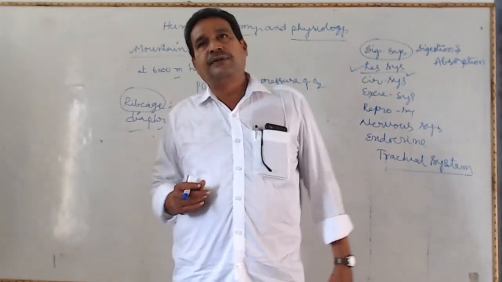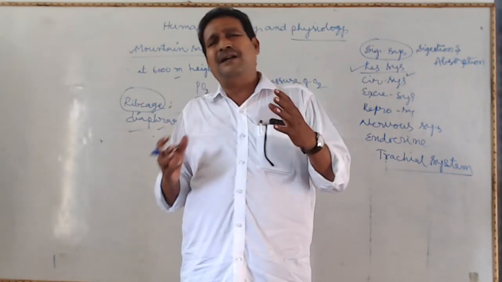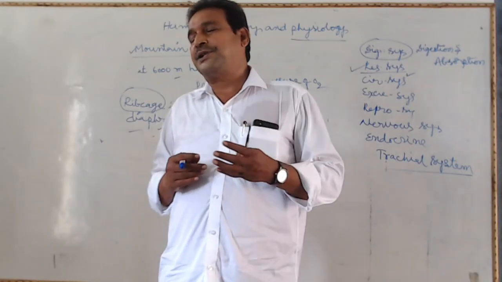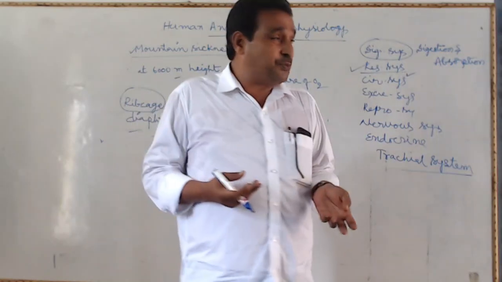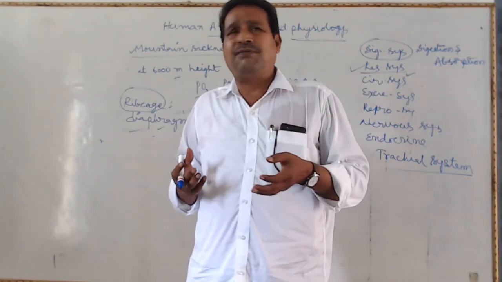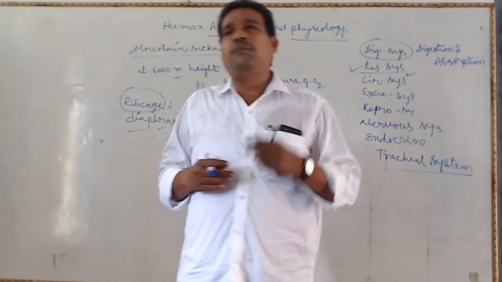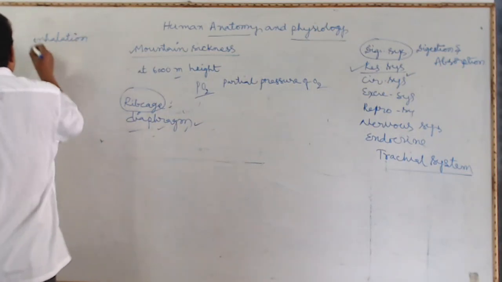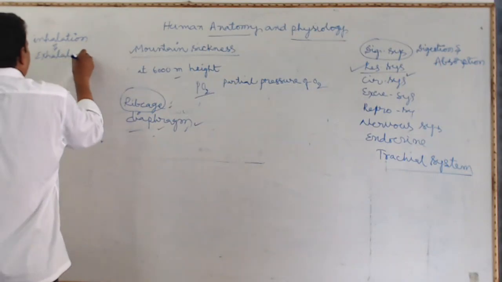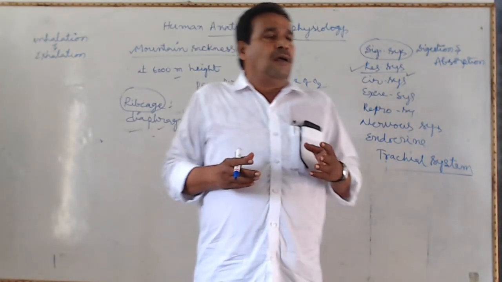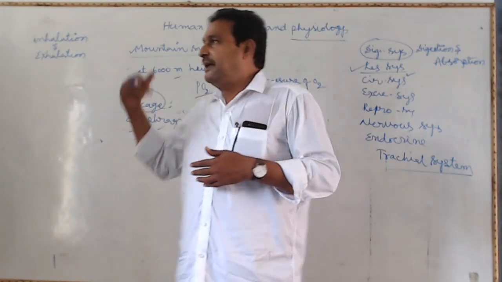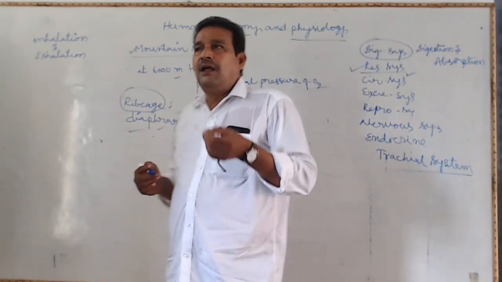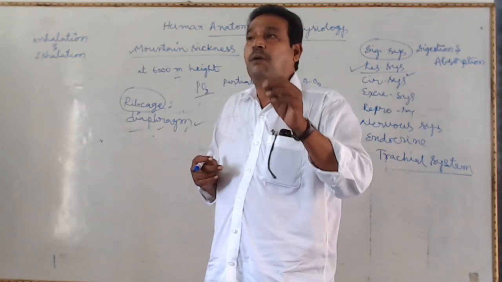Our respiratory movements, the things which occur in our respiration, such as inhalation, exhalation, the rate of respiration, the depth of respiration, are all completely under the control of our nervous system. For example, inhalation, air entering into the lungs, and exhalation, air being sent out of the body, are both completely under the control of the medulla oblongata.